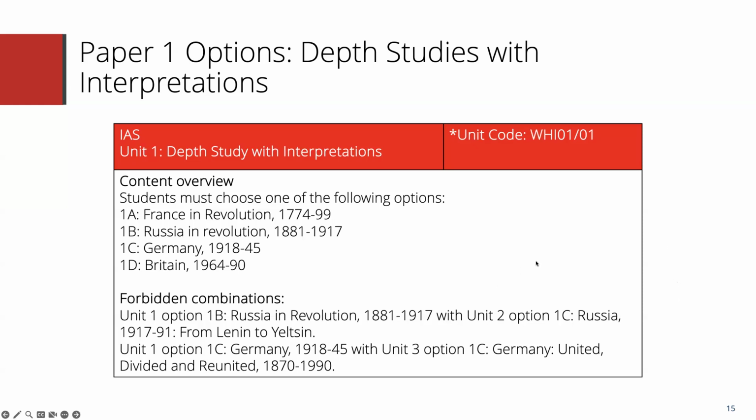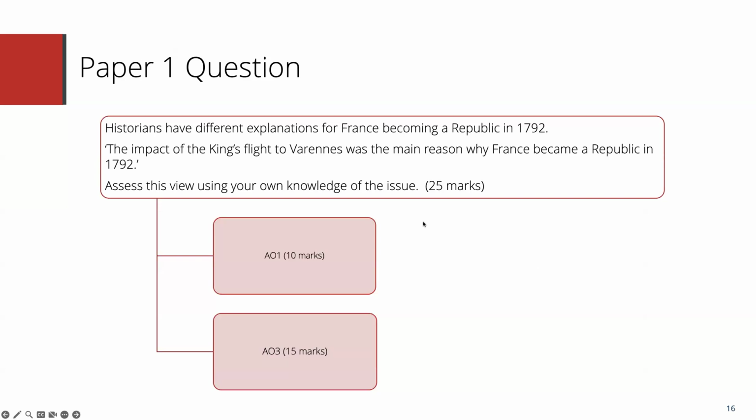Sorry. Right, so the first question we're going to look at for this mark scheme, I'll walk and talk us through this one just to see how we can gauge it, and feel free to put a couple of things in the chat box for this. So, historians have different explanations for France becoming a republic in 1792. And then the statement provided: the impact of the king's flight to France was the main reason why France became a republic in 1792. Assess the view using your own knowledge of the issue. 25 marks. So what I've done for you there, and you should see this on yours, you've got the question, which is document 2, as well as the answer that the student has written. So by all means start talking, you might want to have a quick skim over that.